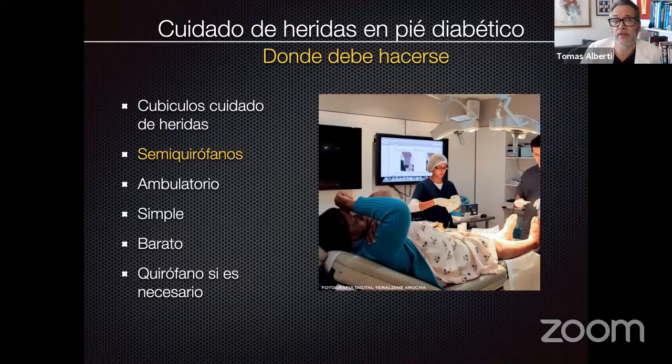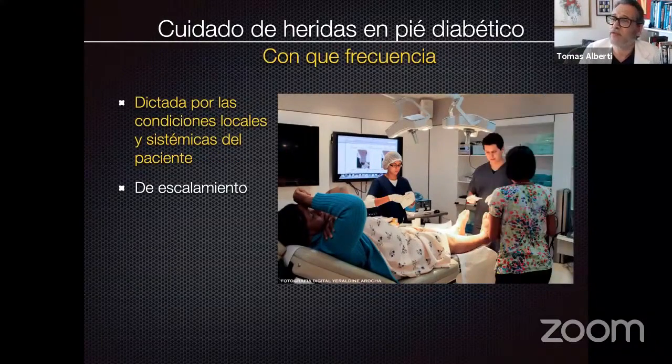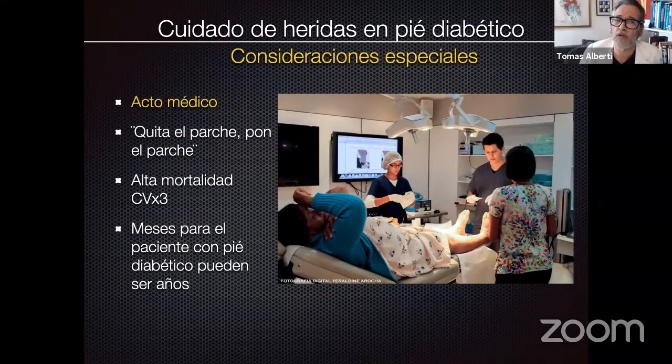¿Con qué frecuencia debe hacerse? Depende de las condiciones locales y sistémicas del paciente. Primero los vemos cada 2 días, cada 3 días, cada 5 días, a largo plazo cada 7 días. Estas curas son un acto médico. Quitar el parche y poner el parche es una actitud profundamente errónea, porque las piernas que se están perdiendo no están pegadas a la gente sana.